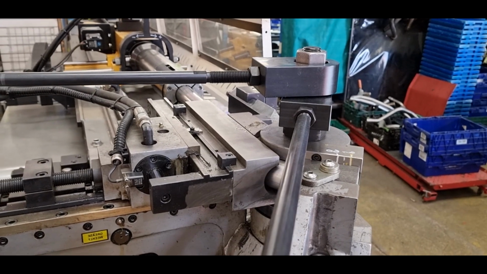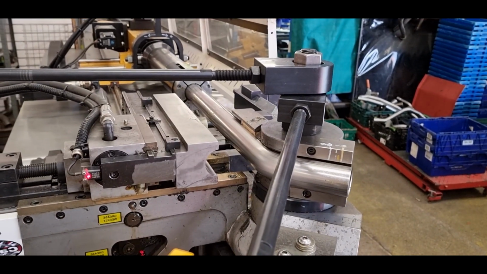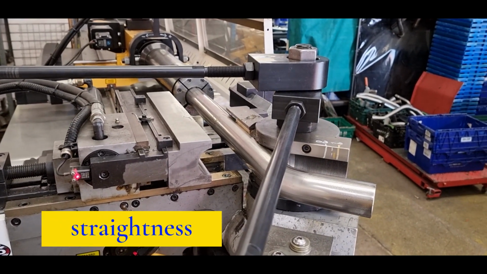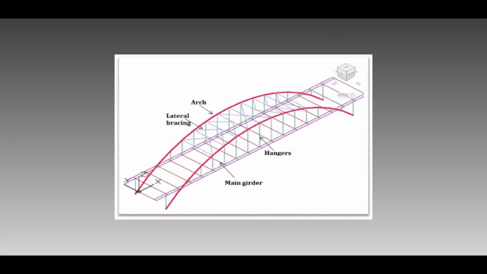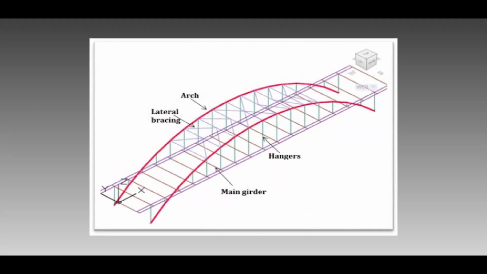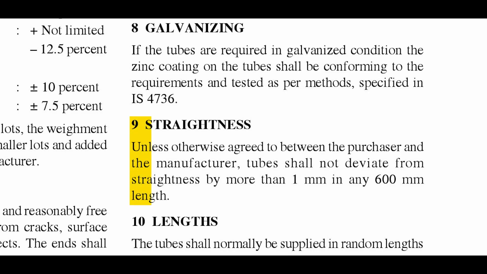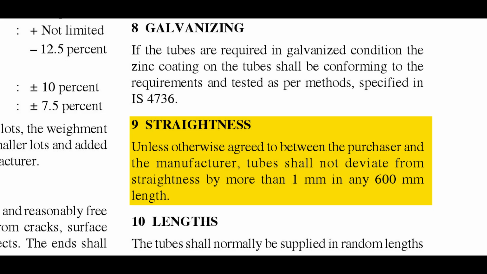Let's talk about an important quality of steel tubes called straightness. Imagine trying to build a bridge or a swing with bent or wobbly tubes. It would not be strong or safe, right? That's why clause 9 of IS 1161 2014 makes sure that steel tubes stay straight and true.